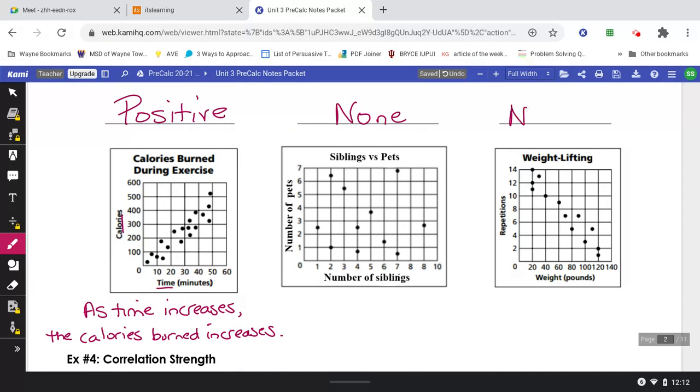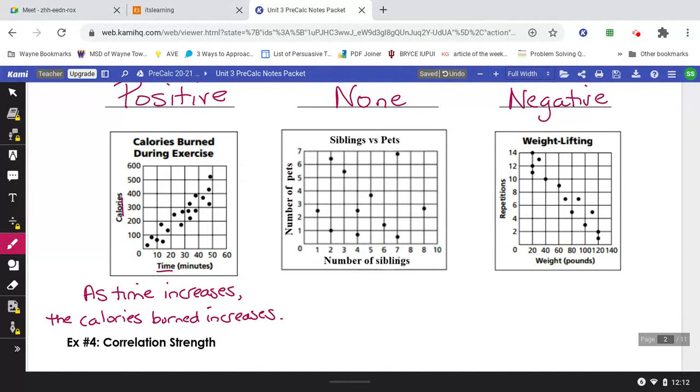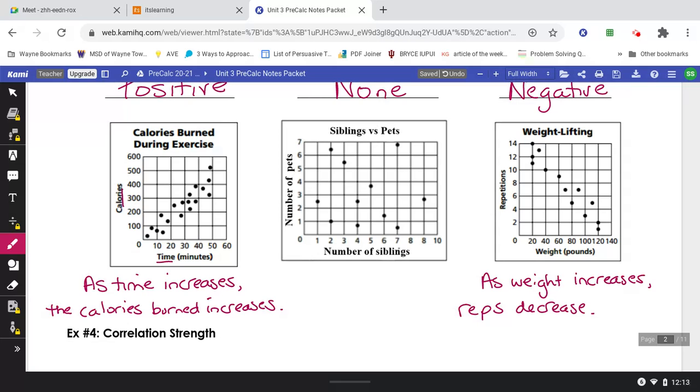This third one is going to be a negative correlation. You can see how the dots are kind of going downward. And how you would write a sentence for this: as your weight increases, meaning the weight that you're lifting, then your repetitions will decrease. As your weight increases, the heavier weights you lift, the fewer repetitions of that movement you're going to be able to do. So as one goes up, the other one goes down, as opposed to the positive, where as one goes up, the other one also goes up.